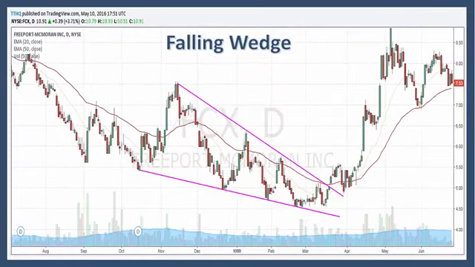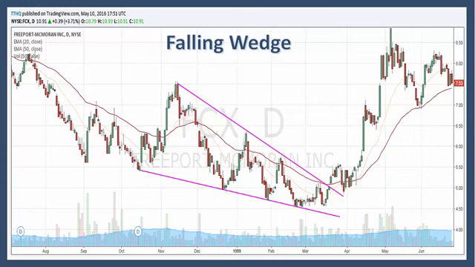Okay, here's another falling wedge on FCX. And just like a rising wedge, the falling wedge can be one of the most difficult chart patterns to accurately recognize. Now the falling wedge is designed to spot a decrease in the downside momentum, and it actually alerts technicians to a potential trend reversal.